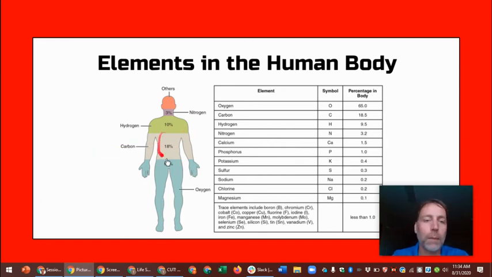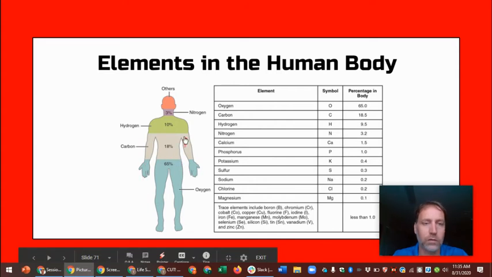Okay, so by percentage of your whole body, 65% of your body is elemental oxygen, 18% is carbon, 10% is hydrogen, 3% is nitrogen, and the others. Now, the book that we're using has slightly different numbers here, but in general, I want you to see that the majority of your body is oxygen and carbon.